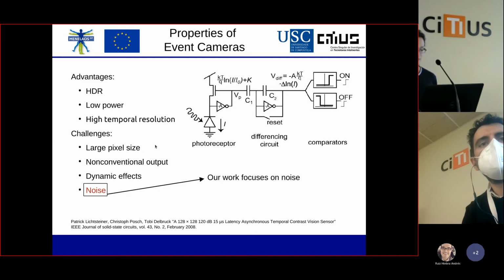This implies larger pixel size. Also, as you can see, they have a very unconventional output, basically ones and zeros. So how can you interpret the data? Usually they use neural networks. They train them by taking frame-based videos and event-based videos at the same time, and they use the frame-based videos as ground truth and train neural networks to recreate the image from the events. They also suffer from some dynamic effects, and logarithmic photodiodes are much more noisy and temperature dependent than, for instance, a pinned photodiode, which we decided to use.